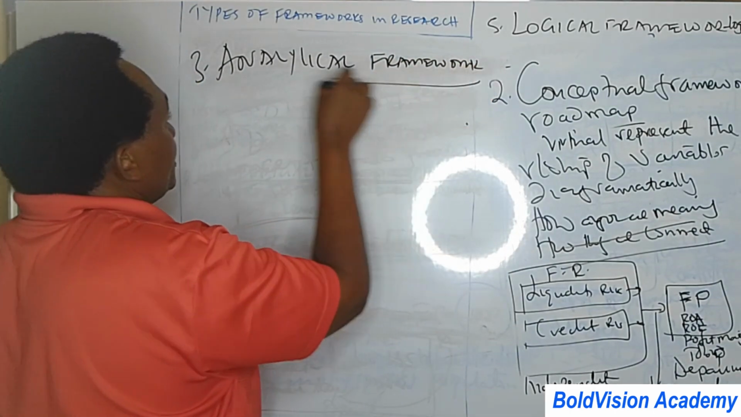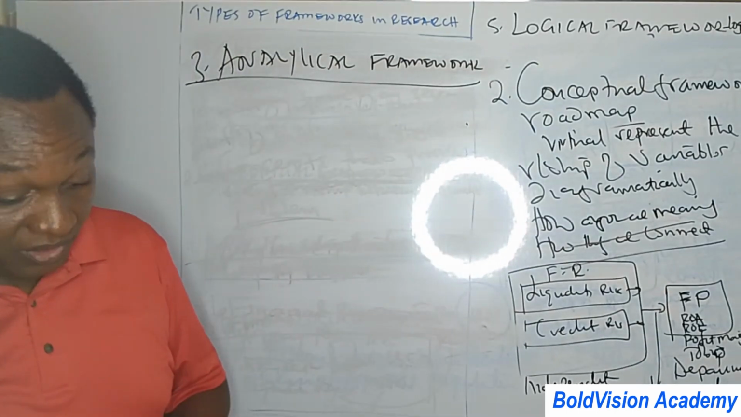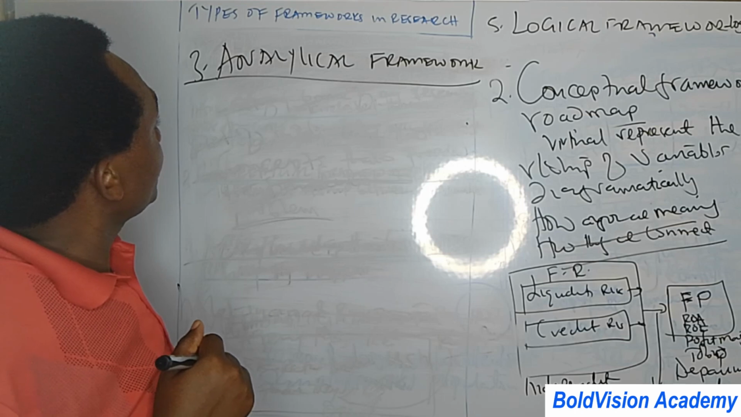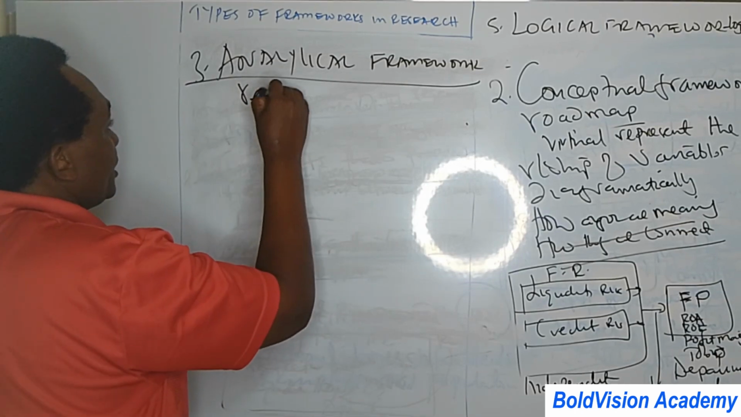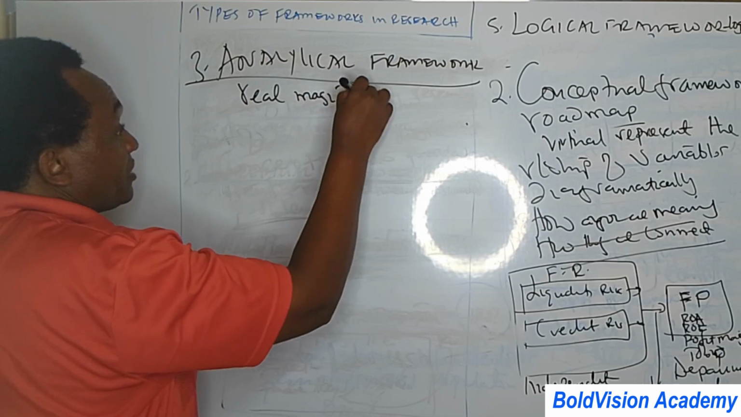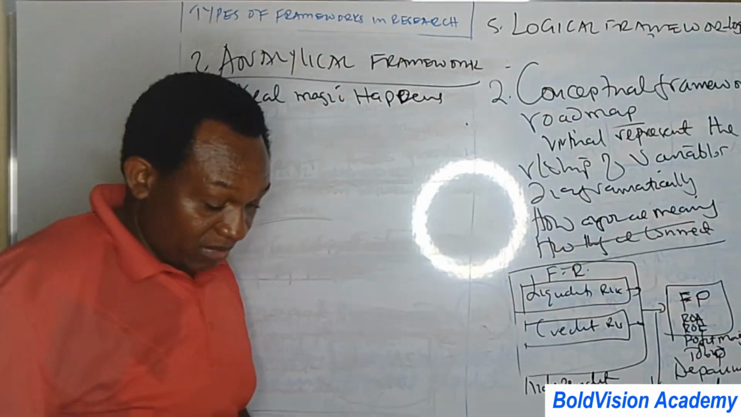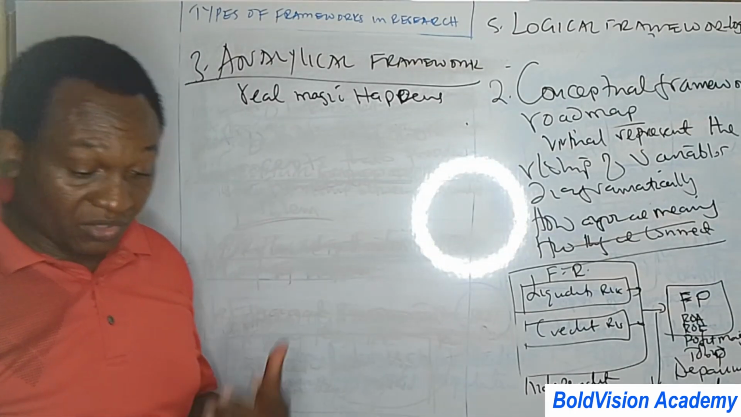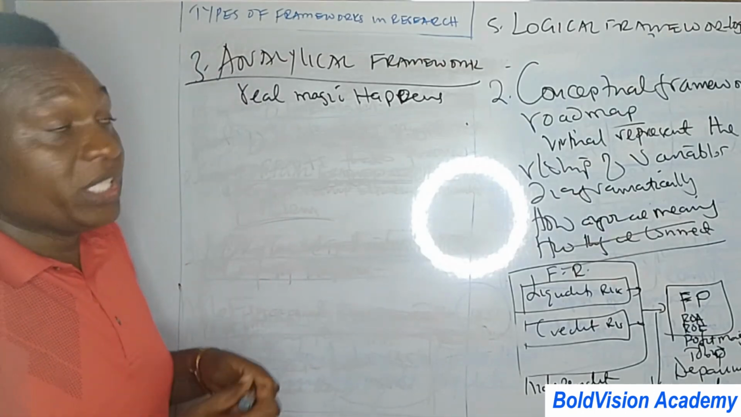So we have the analytical framework. What is this analytical framework? This is where the work starts, where the real magic happens. Now you're asking yourself, how? The reason is it explains how you will analyze.